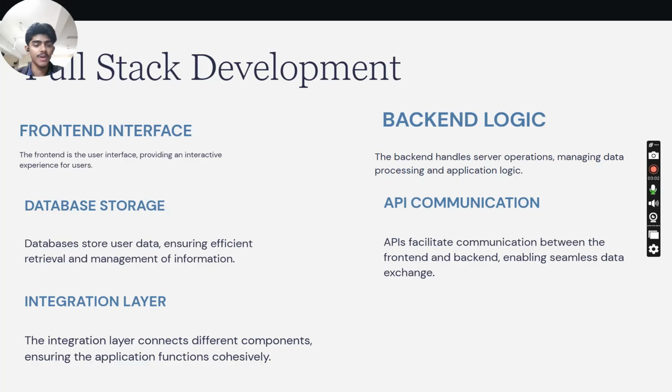So, what all did we do in MERN stack development? Basically, front end integration. We used React.js, providing an interactive experience for the users. In our project itself, we had a side menu, footer, and small clips of songs. Everything was attached. And for database storage, we used MongoDB. The database stores the user's data, ensuring efficient retrieval and management of information. For the integration layer, we used Postman also.